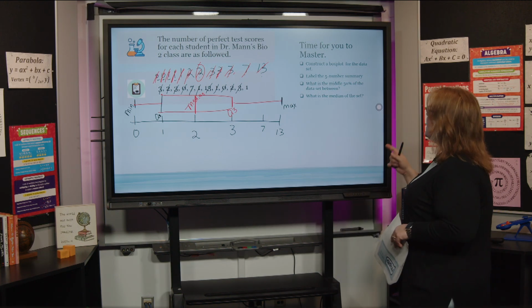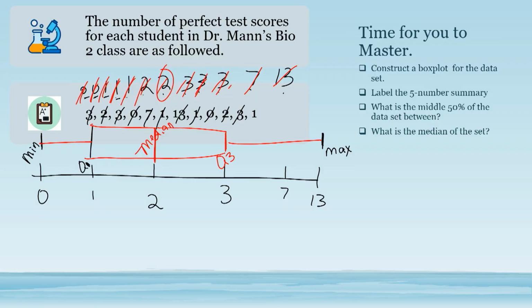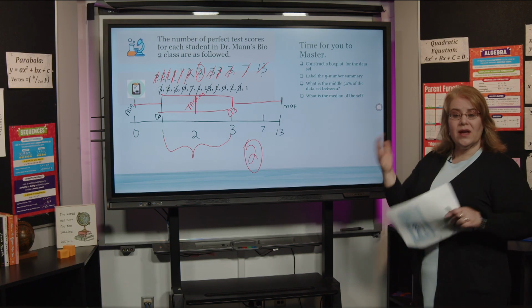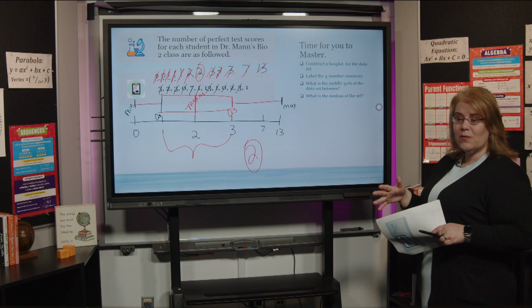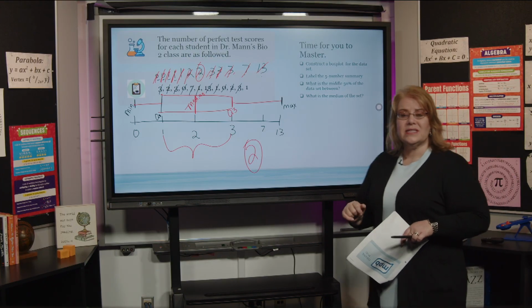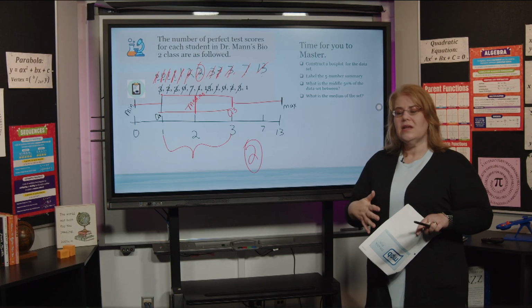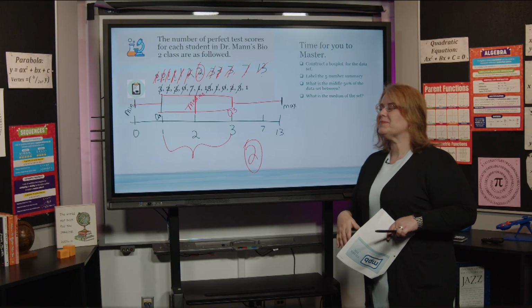All right, so it says, what is the middle 50% of the data set? Well, obviously, it's between 1 and 3. And then what is the median of the set? Well, we found out it was 2. All right, check your work, check my work. Let's make sure that it's comparing. Talk about the differences. If you see something that's a little different, talk about how you would do that.